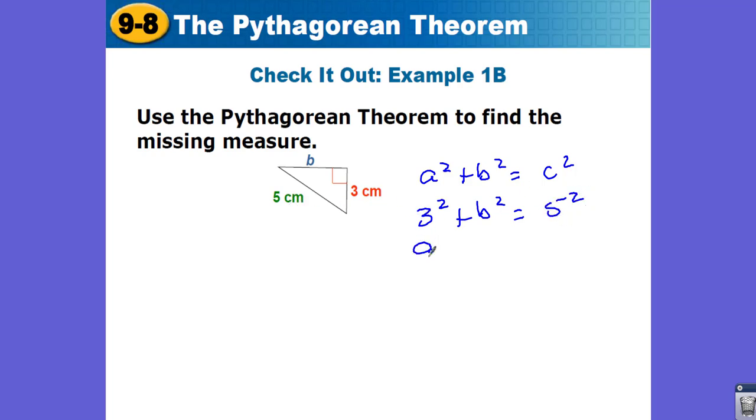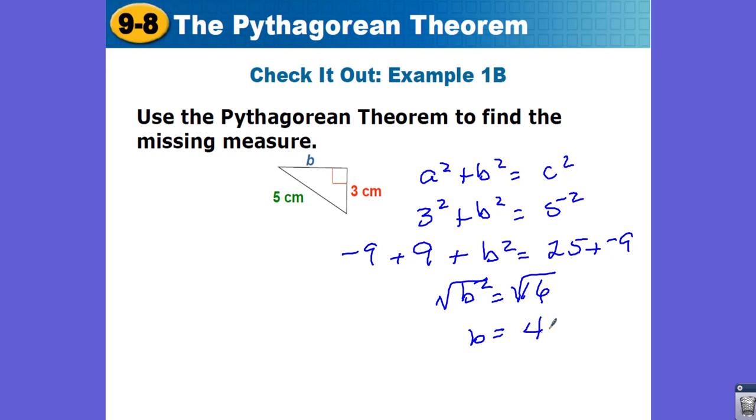The 3 squared gives us 9 plus b squared equals 5 squared gives us 25. So now again, I need to get rid of this 9 because I need my b squared to be by itself. So I'm going to add its opposite. And if I add its opposite to one side, I have to add its opposite to the other. Okay, so my 9s subtract out, and I'm left with b squared is equal to 25 plus negative 9. Our signs are different, so we subtract, and we end up with 16. Now again, I don't want b squared, I just want b, so I take the square root and find out that b is equal to 4, and in this case again, centimeters.